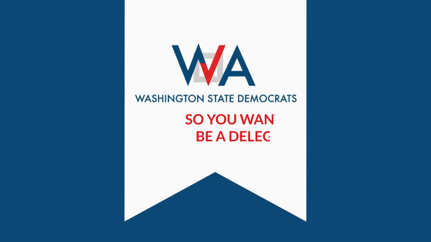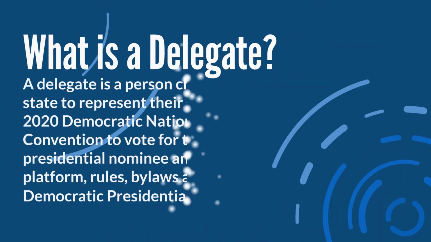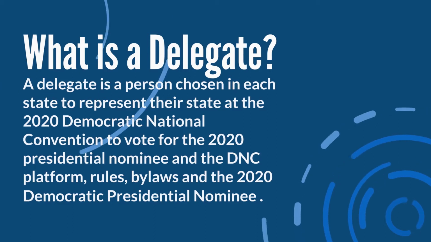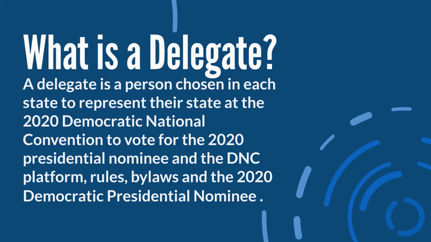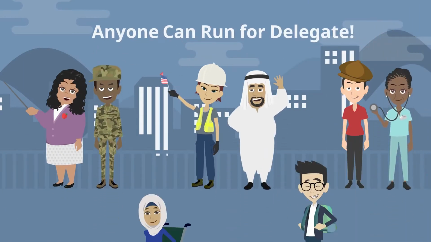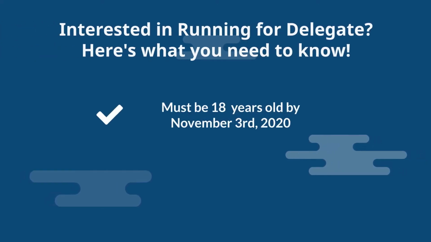So you want to become a delegate for the Washington State Democratic Party? A delegate is a person chosen in each state to represent that state at the 2020 Democratic National Convention. You'll get to vote for the Democratic platform, rules, bylaws, and the 2020 Democratic presidential nominee. Anyone can become a delegate. But before you start the process, let's make sure you meet the minimum requirements.